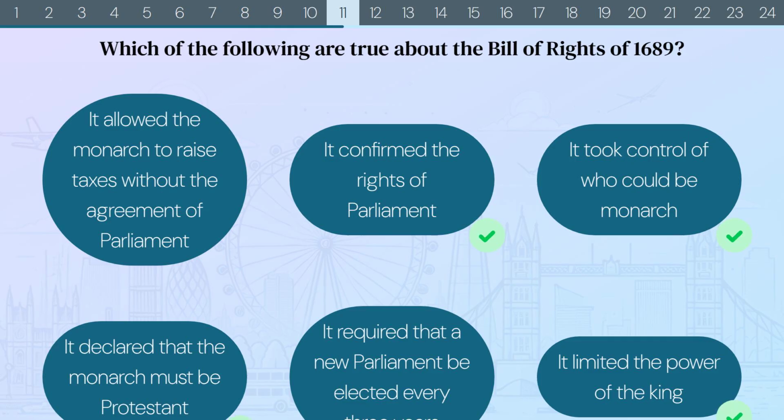The correct answers are: it confirmed the rights of Parliament, it took control of who could be monarch, it declared that the monarch must be Protestant, it required that a new Parliament be elected every 3 years, and it limited the power of the king.